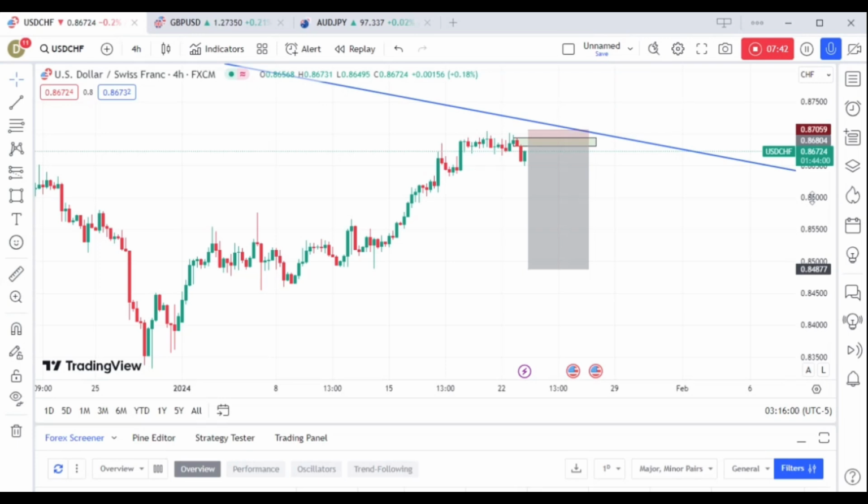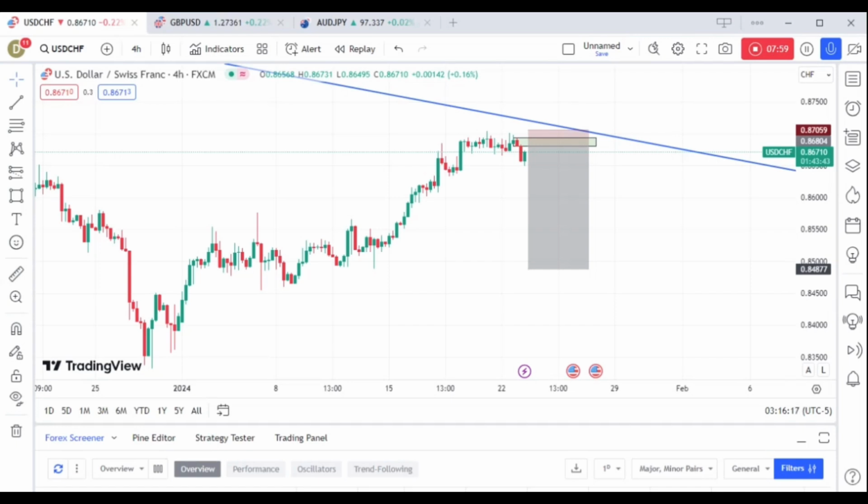I was able to identify the rally-base-drop supply and demand zone. Then I went to the 15-minute time frame and identified a trendline liquidity, which price is taking out, also known as retracing and taking out that liquidity, so that price can gather more fuel to drop to the downside.